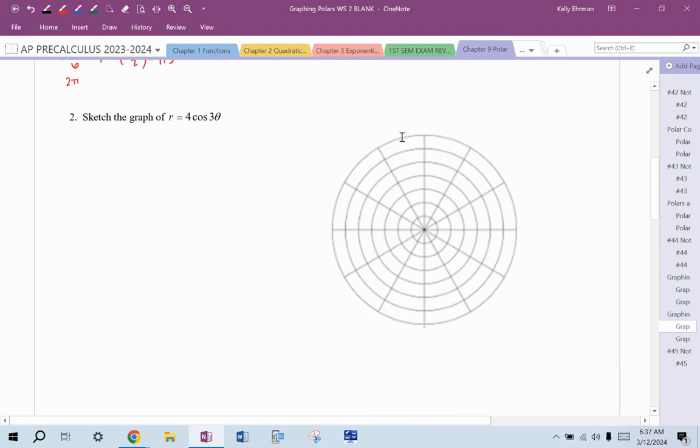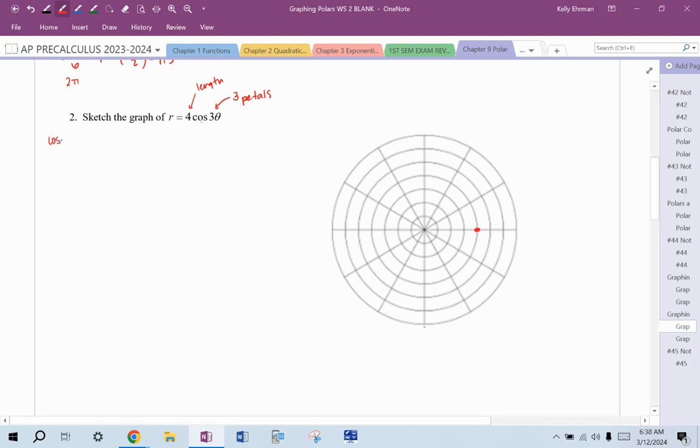Now for this one, I am going to write out the nice values for cosine, because we have cosine 3 theta. So remember what this means. There should be 3 petals. This is a rose curve. It's cosine, so the first petal is going to start at the tip of the petal on the x-axis. I know that the length of the petal is going to be 4 units. And so I just need to figure out what angles I should be plugging in here.